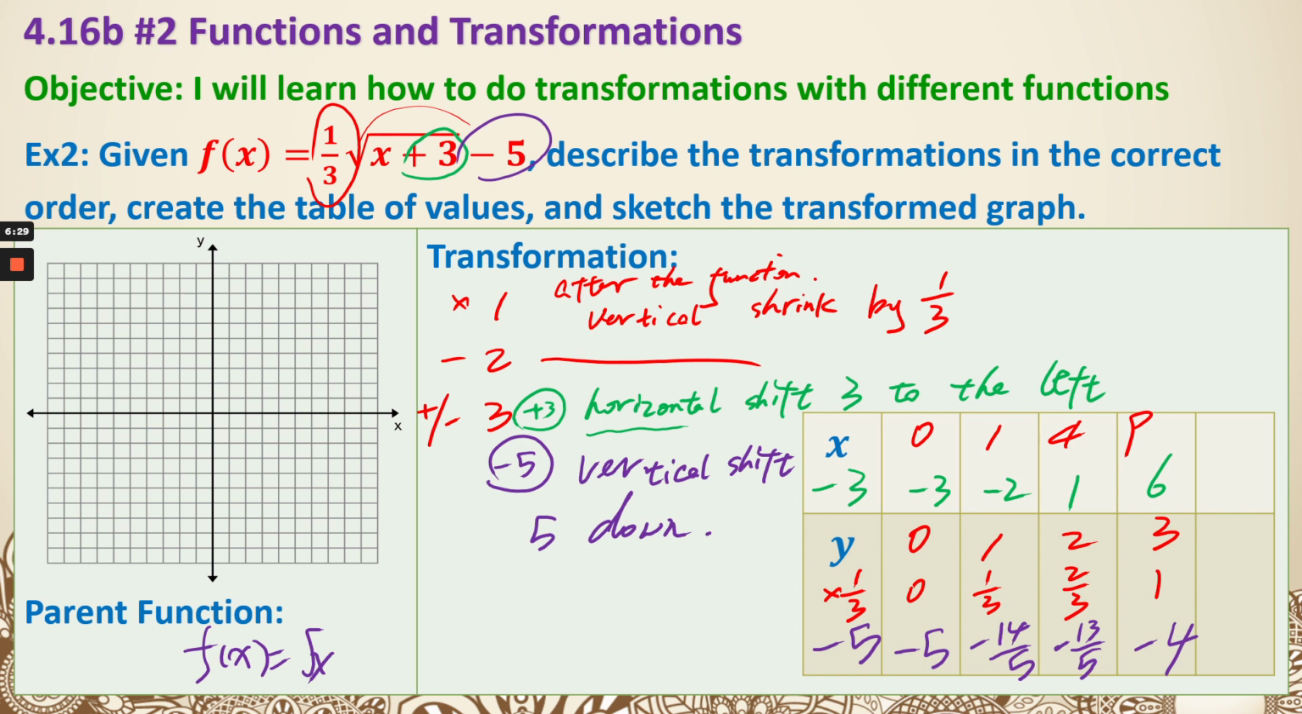So now let's graph. We are going to use these final points to graph. So here's my graph. -3, -5 is right here. Then we have -4, -14 over 5. Then we have -3, -13 over 5. And then we have -4. So my graph is going to go up very little by little, something like that. That's example 2.